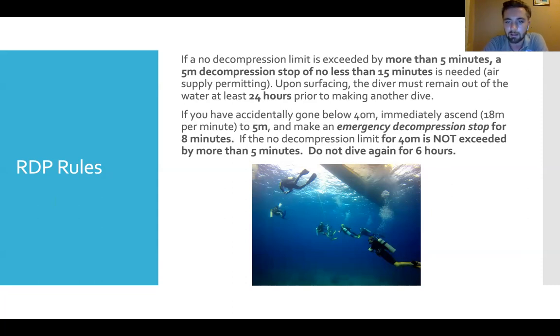Now, this is why we stress the importance of having a drop tank available to us when we're doing deep dives. It's not because if we run out of air, we're going to be able to breathe off this thing. It's that with deeper diving, there's obviously a higher likelihood of us surpassing our no decompression limits and needing to do the emergency deco stop.